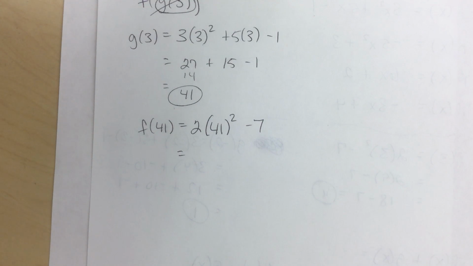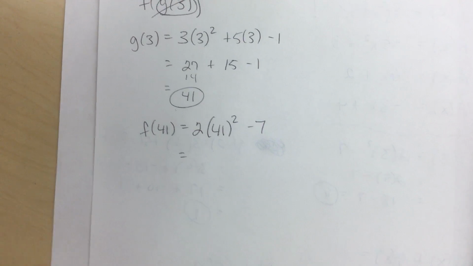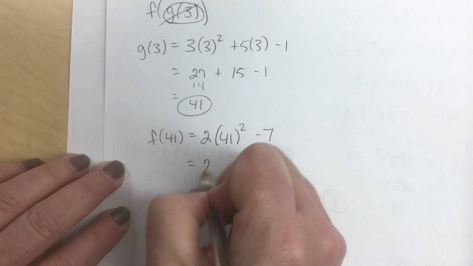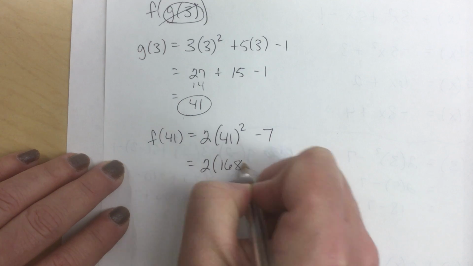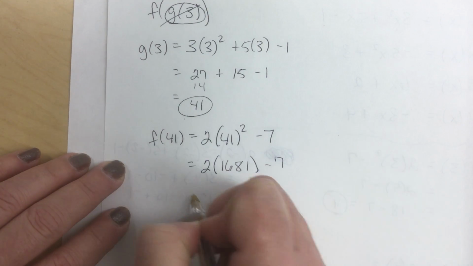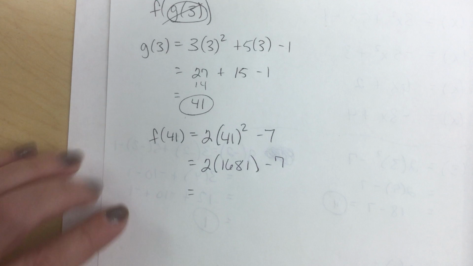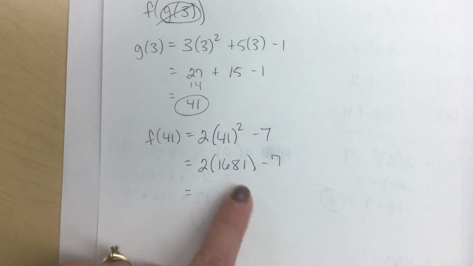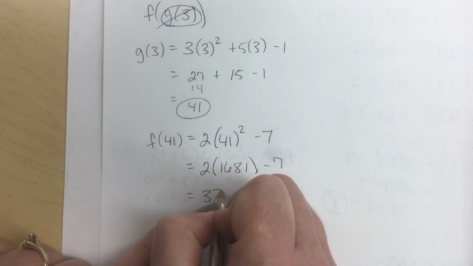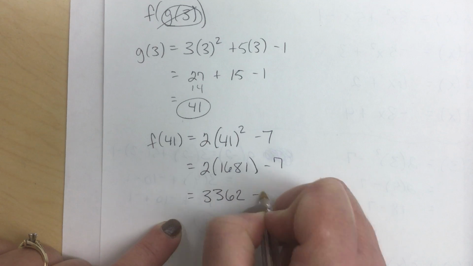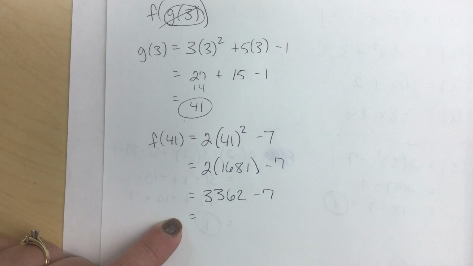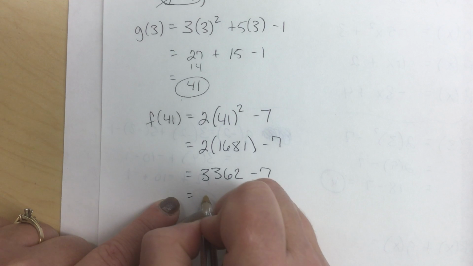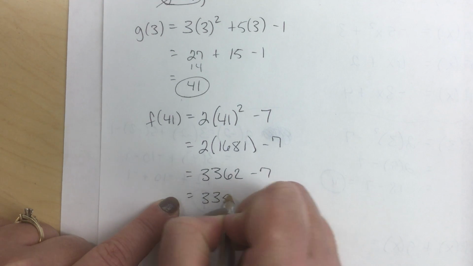Then you're going to take your calculator, unless you want to do 41 squared by yourself or by hand. So you do 41 times 41, and you get 1,681. So 2 times 1,681 minus 7. Then you're going to take 1681 times 2, and you get 3,362. And then we're going to subtract 7, and my answer is 3,355.